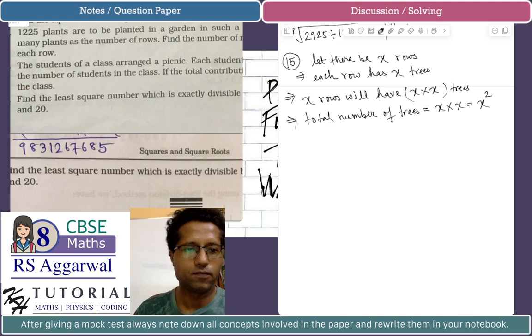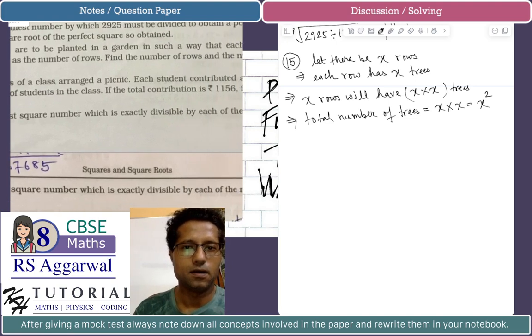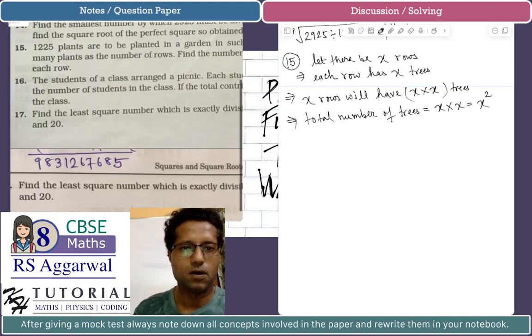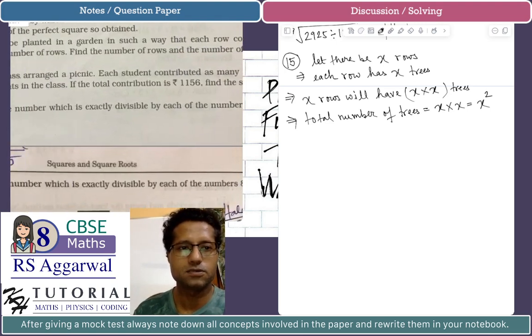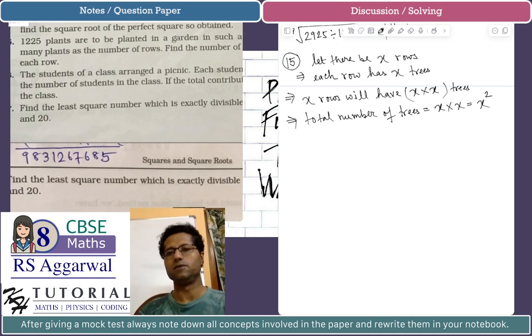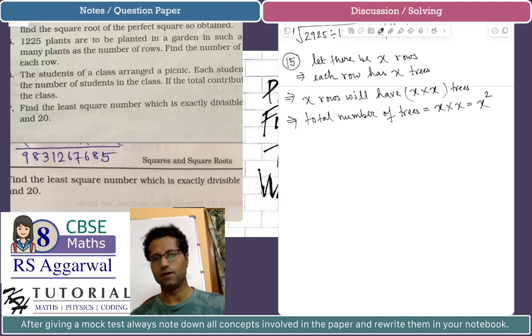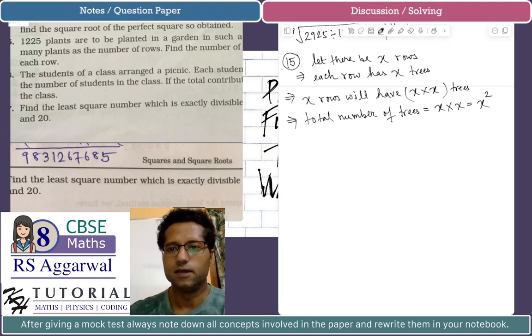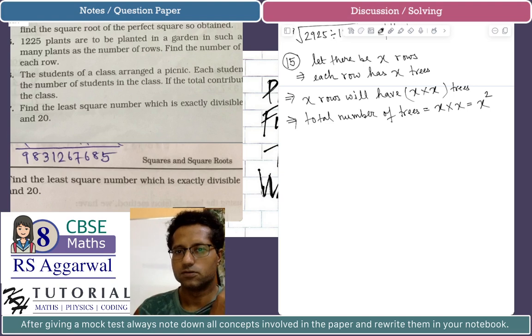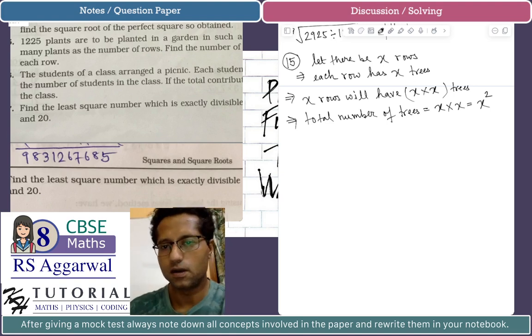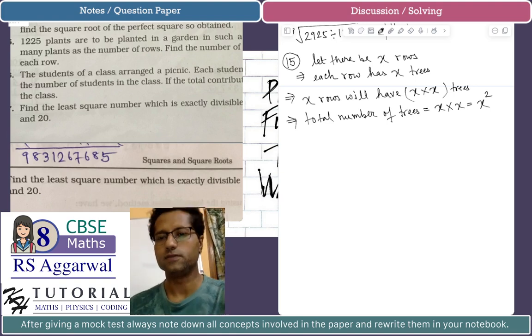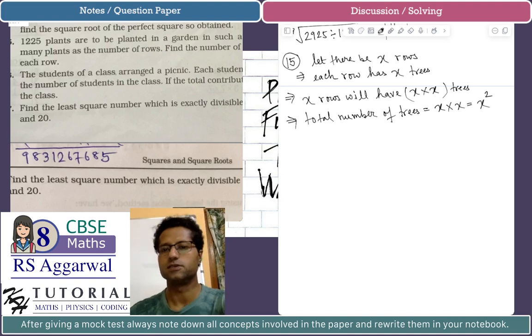Now what we have to find? We have to find the number of rows, that is x, and the number of plants in each row, which will be the same. So we have to find essentially x. x is the number of rows. We have assumed that there are x rows. So if there are x rows, then definitely each row, as per the problem, is having x trees. So x rows will have x into x trees. Therefore the total number of trees is x square.